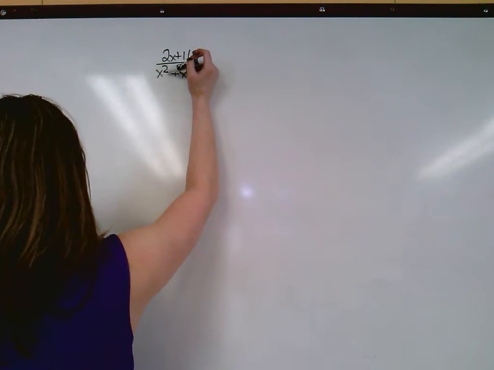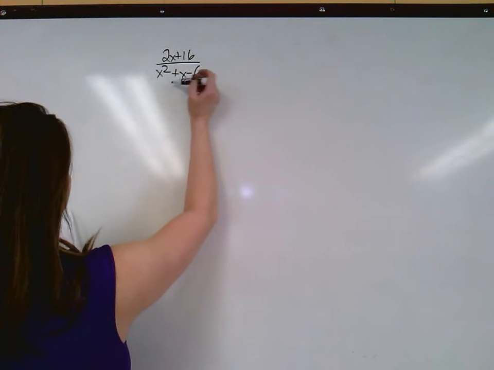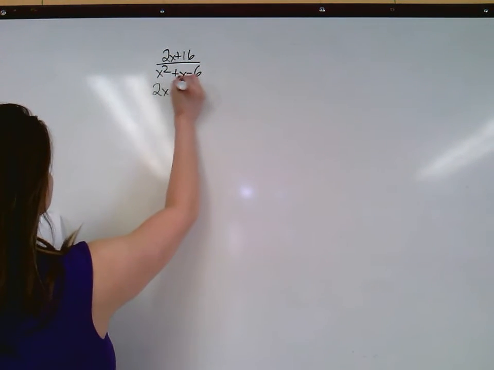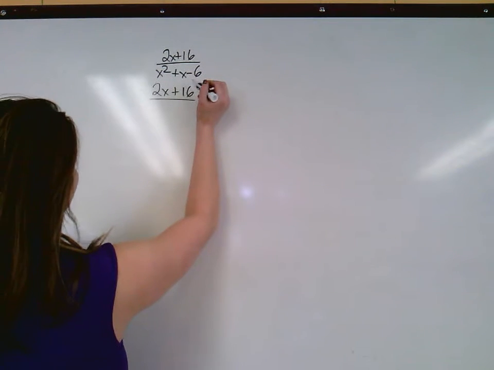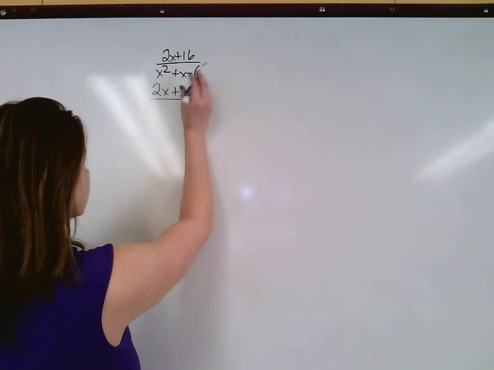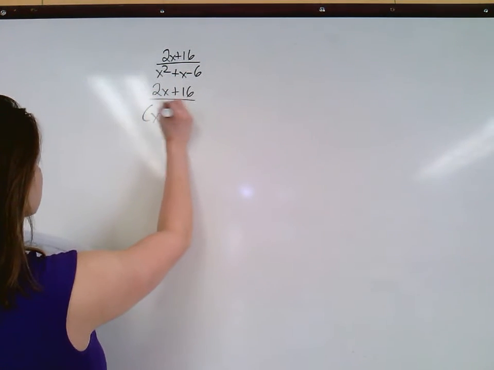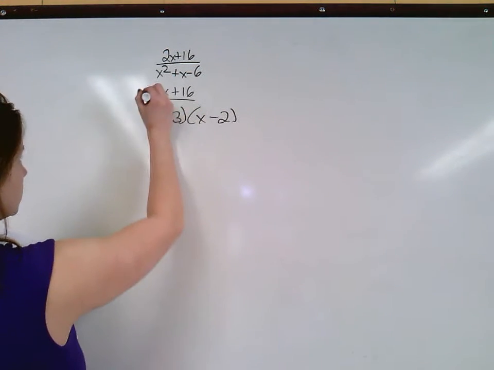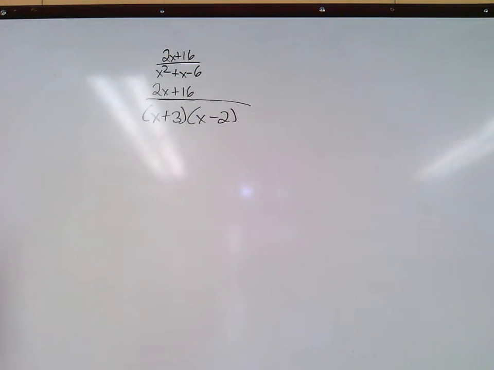So now you need to see if you can put this into linear factors. So you're going to have 2x plus 16. Are there factors of 6 that are going to subtract to get 1? Yes, there is. It's going to be x plus 3 and x minus 2. So these are the 2 distinct factors we're talking about. Now you can break that up.